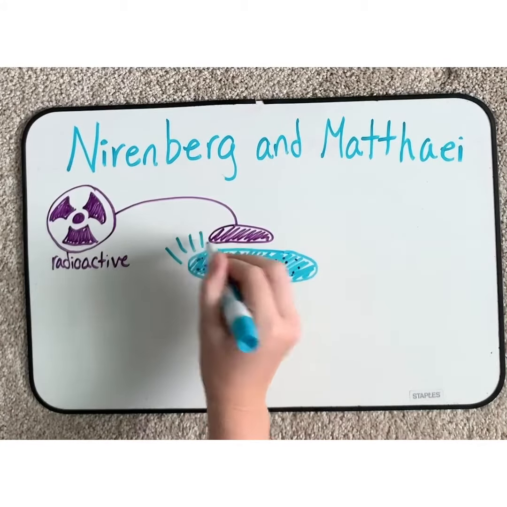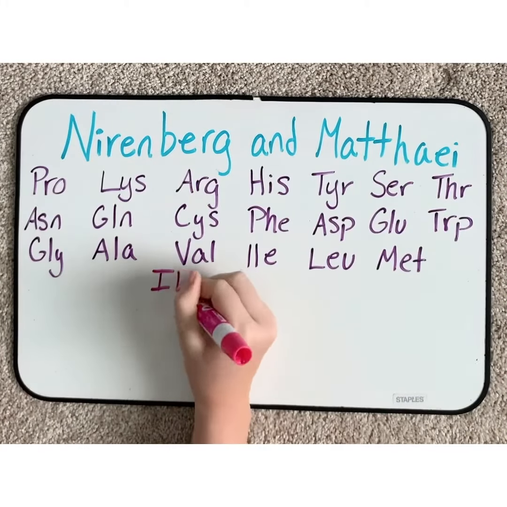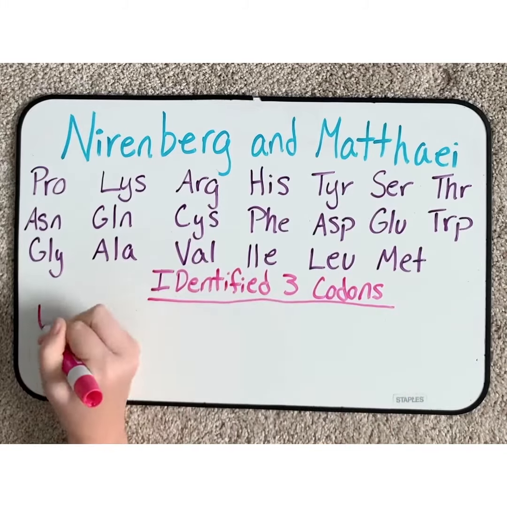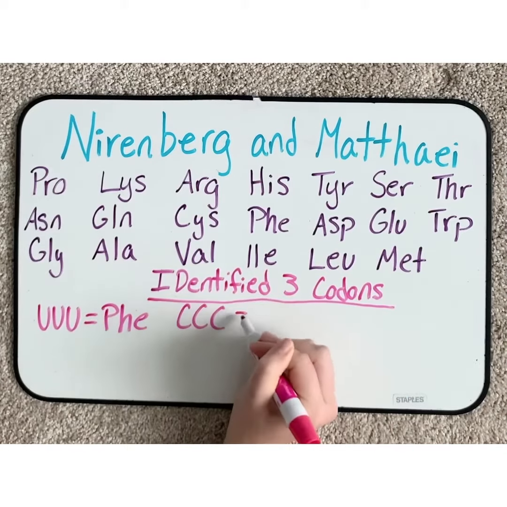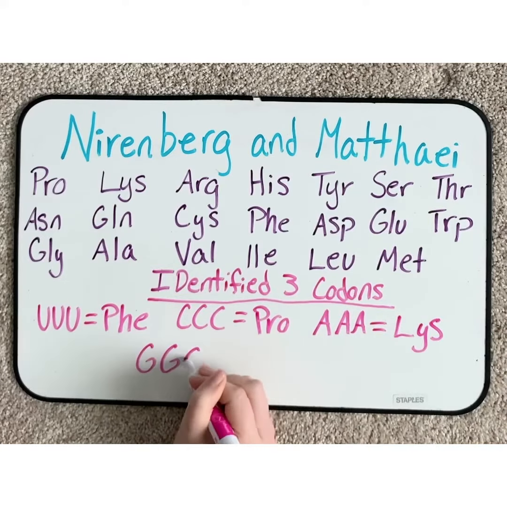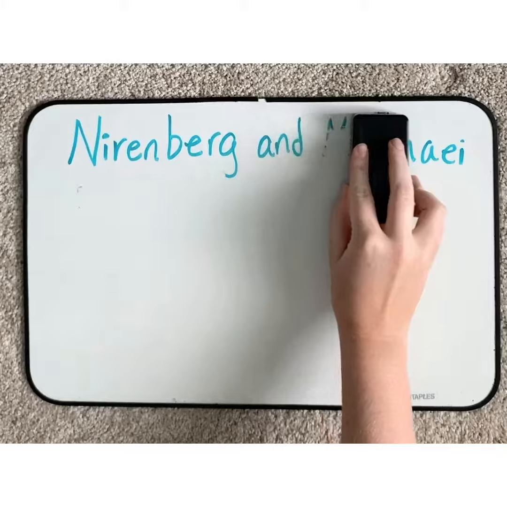The filter paper was then checked for radioactivity, and if the paper was radioactive, then the amino acid was present. All 20 amino acids were tested for each nucleotide-based homopolymer. They were able to identify 3 codons: UUU phenylalanine, CCC proline, and AAA lysine. However, GGG did not work.